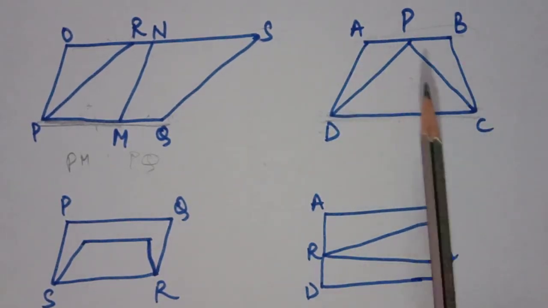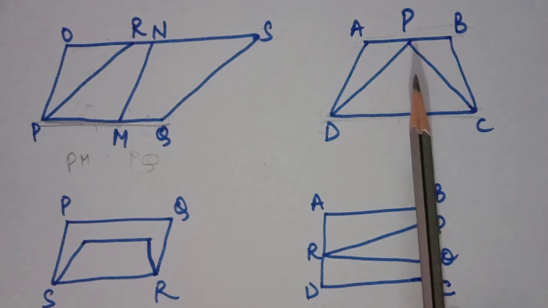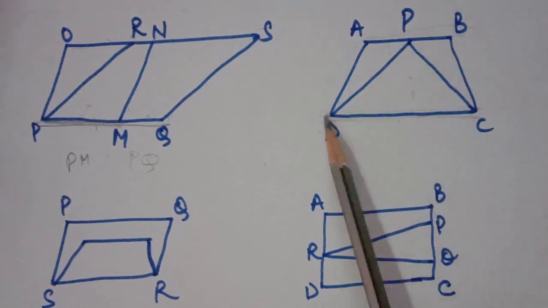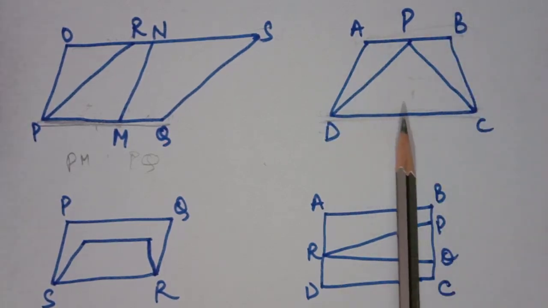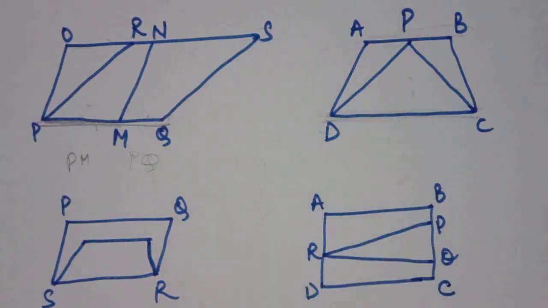So these two geometrical figures lie on a common base DC and between the same two parallels, DC parallel to AB. And what was the condition? That one parallel line must be on the common base. So in this diagram, DC, which is a common base, is parallel to AB. So this diagram follows that condition.